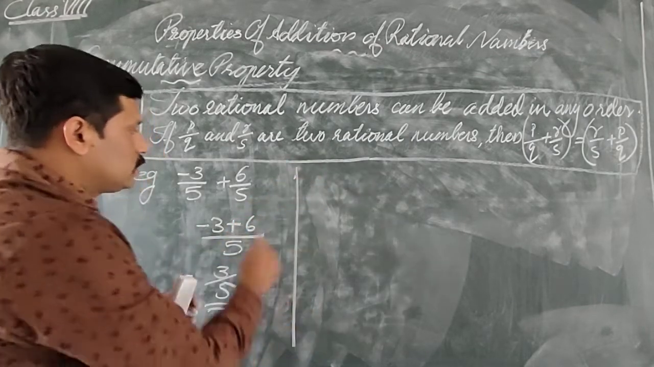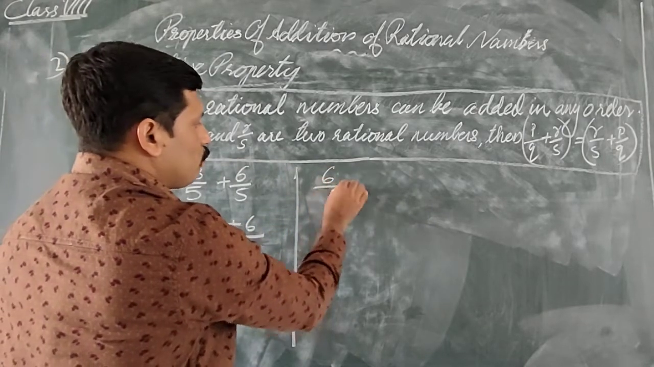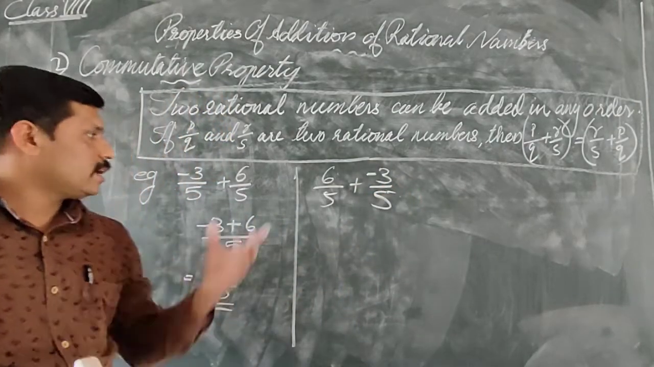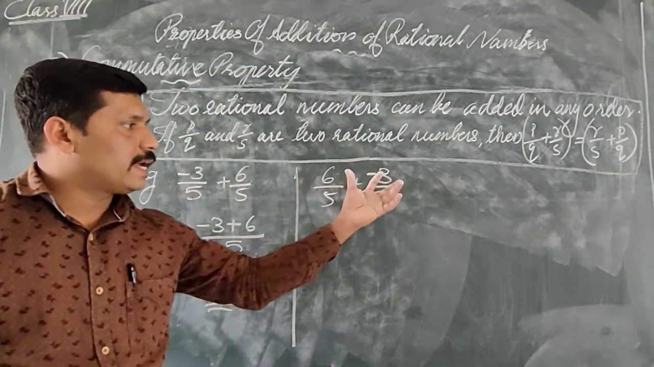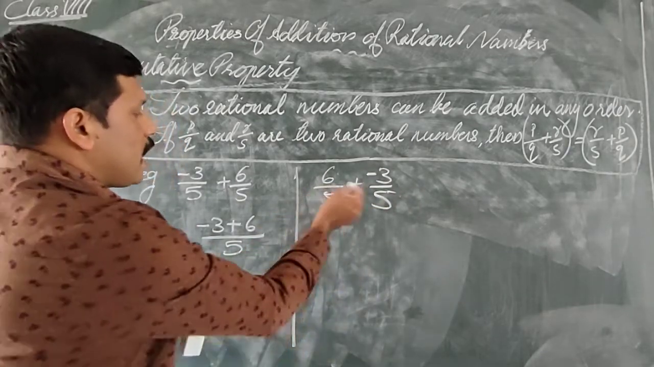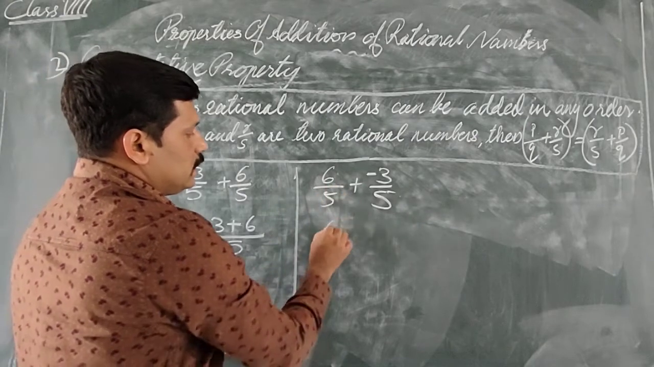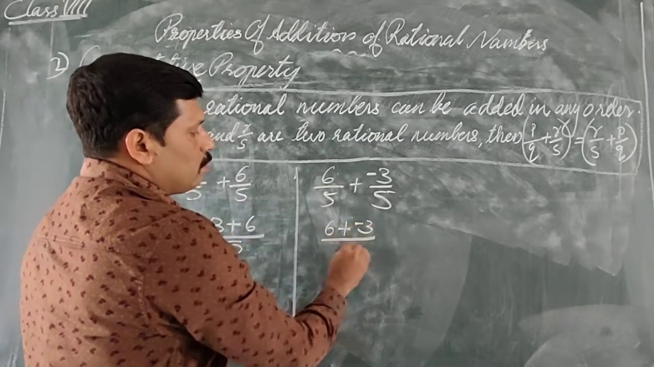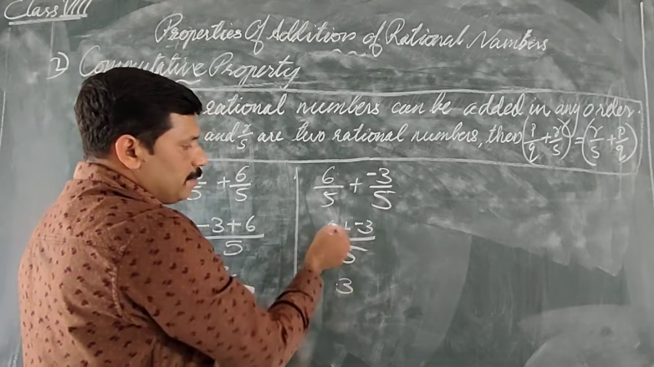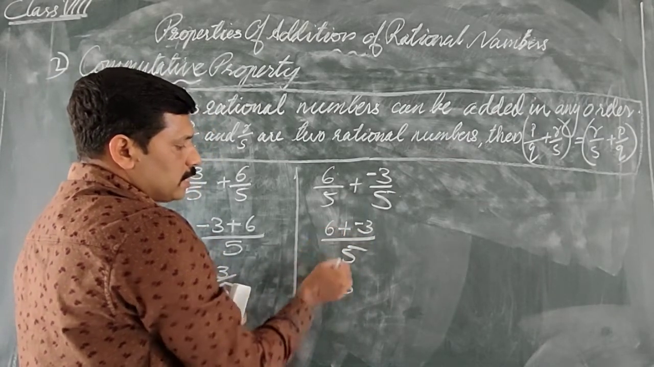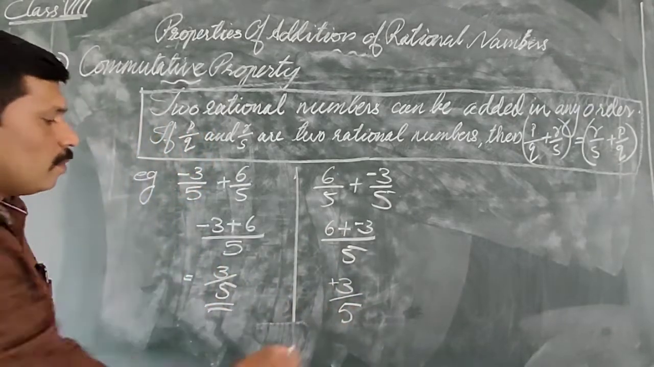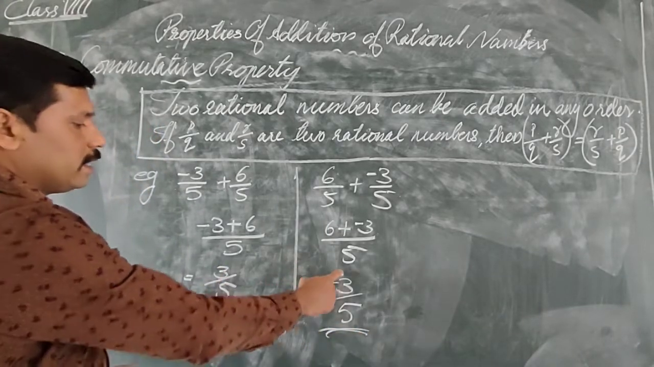Now I am going to change this order. Here 6 upon 5 first, and negative 3 upon 5 next. Here negative 3 upon 5 is first, but here negative 3 upon 5 is last. So will it affect the result or not? Let us add and see. 6 plus negative 3 upon 5, and here also one is positive, another negative. We subtract. When we subtract, we get 3, and the absolute value of this number is greater, that is positive. Then we write 3 upon 5. Now you can see that both results are 3 upon 5.